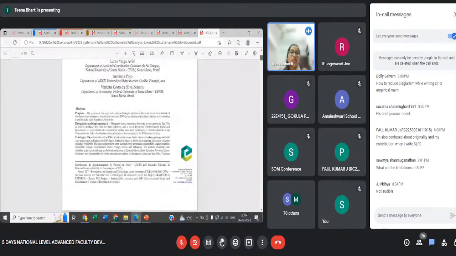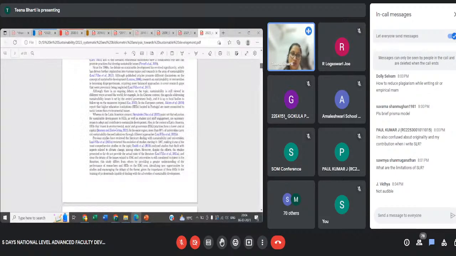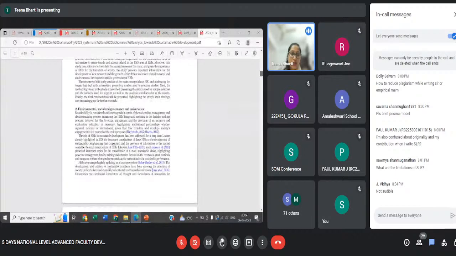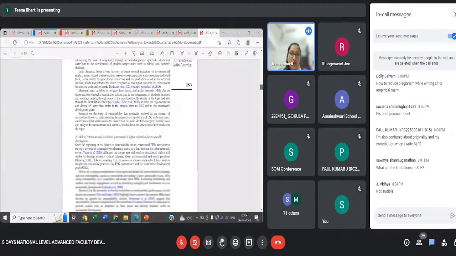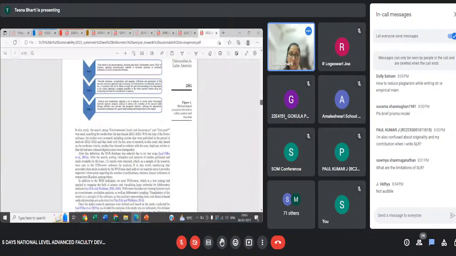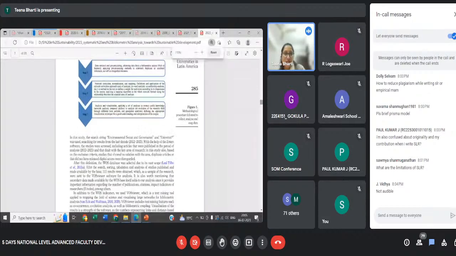This article itself talks about two things. They are performing SLR as well as they are performing a bibliometric review. Now, just to mention, in bibliometric review, we are going for, I'll just share the image, what has been done in this particular article.